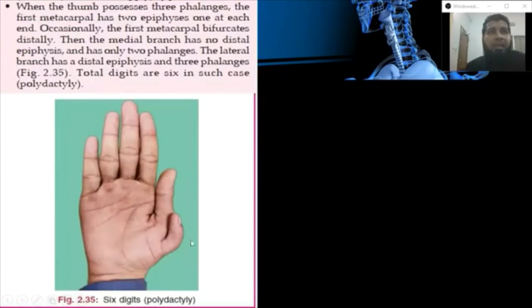So sometimes there are extra digits. If there is an extra phalanx in the thumb, there will be 6 digits in this person. It is called polydactyly. So a person having 6 fingers, 6 digits, is called polydactyly. The lateral branch has a distal epiphysis and 3 phalanges. Total digits are 6 in such a case.